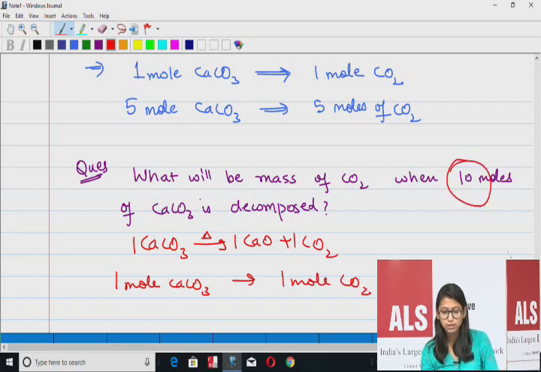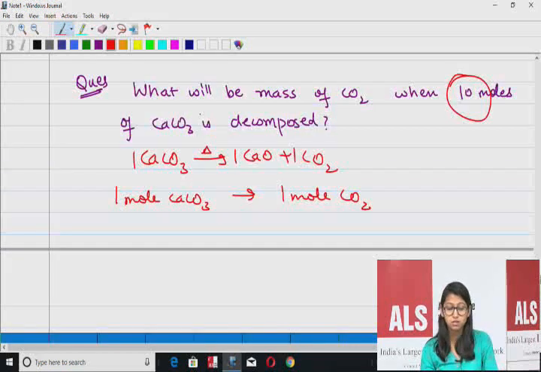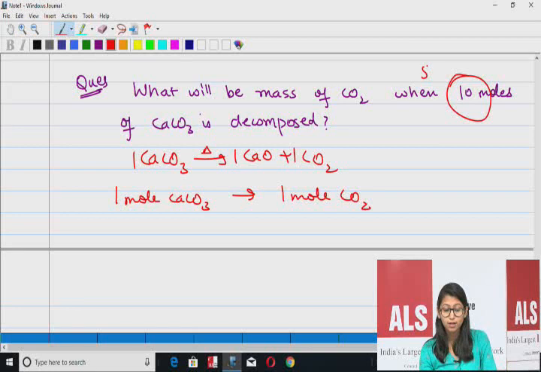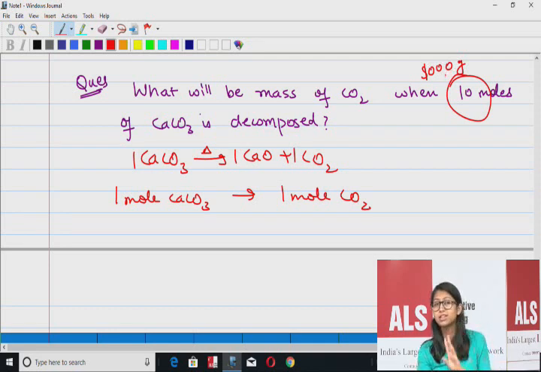So how many moles are given to me? 10 moles. And see, I'm directly giving you the moles here. Many times in the question, I'll give you the mass. Let's say I'm giving you that 1000 grams of CaCO3 is decomposed. So from that mass, first of all, you will find out the moles. You know that stoichiometry deals in terms of the moles only, okay?